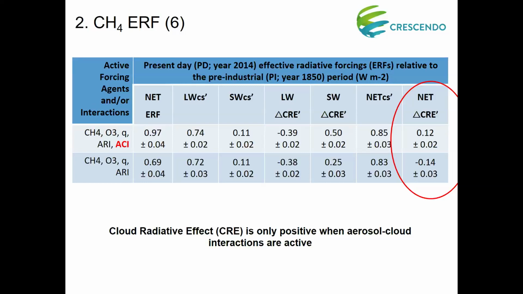So when we take the net cloud radiative effect, it means that we get a positive cloud radiative effect when aerosol cloud interactions are included. But as soon as we disable them, we get a switch of sign. And this switch in sign would make the cloud radiative effect, or at least the sign of that cloud radiative effect, consistent with the other models. So the question is, why is aerosol cloud interactions having this impact in the UK model?